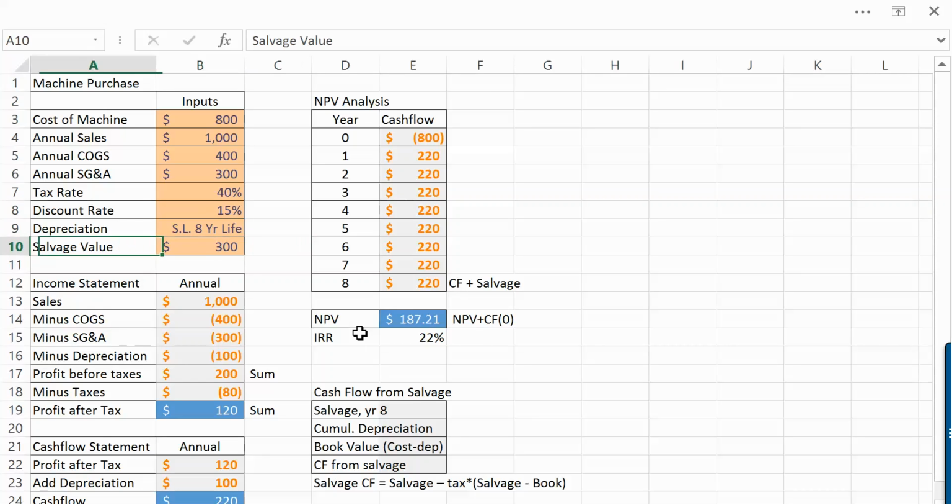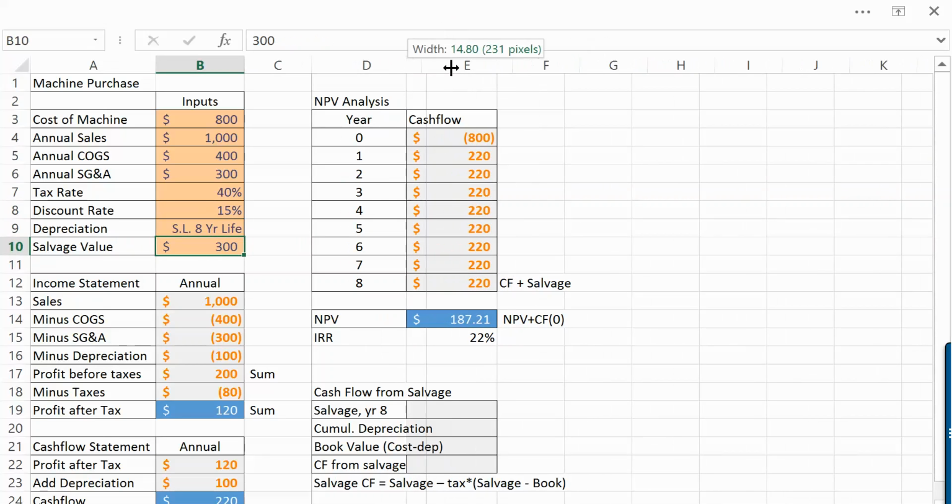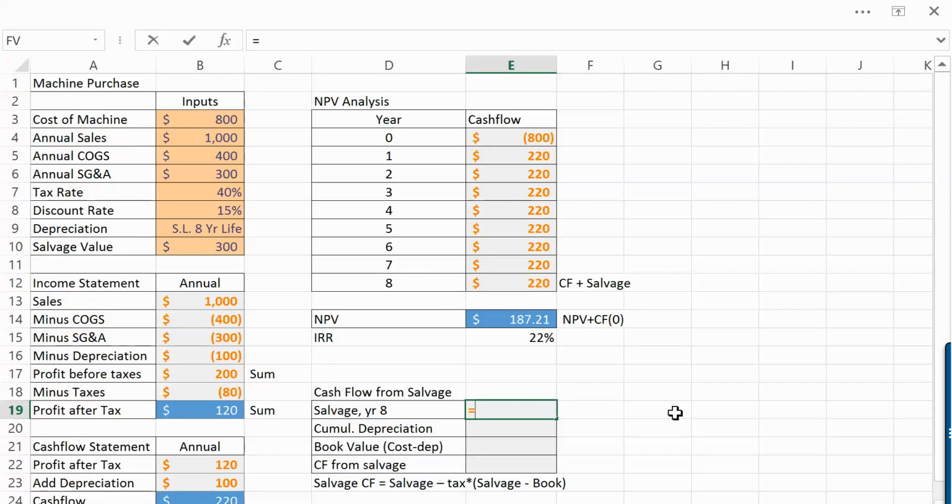You realize, oh my goodness, we could sell this thing for $300. However, it's going to trigger a tax consequence. And remember from the last subject, if we're going to get $300 for this, the accumulated depreciation of this asset is going to be $100 per year, and since we're looking at the end of 8 years, accumulated depreciation is 800. So that means the book value would be the cost minus the cumulative depreciation. So it actually has a book value of 0.